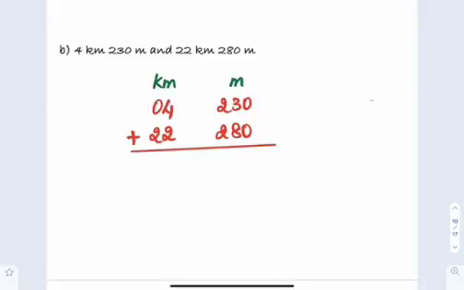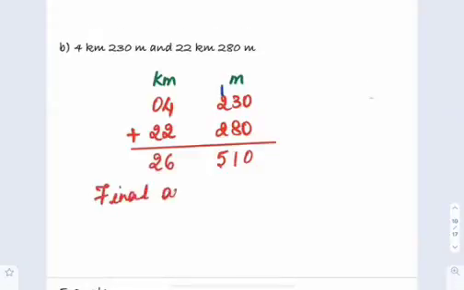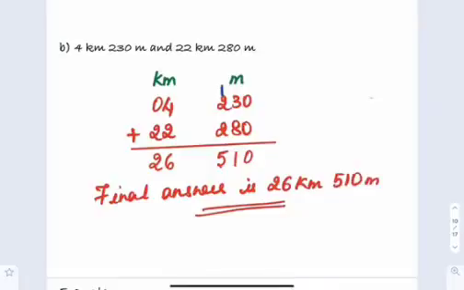While adding, 0 plus 0 is 0, 8 plus 3 is 11, 1 goes at the bottom and 1 is carried forward to the next place value. 2 plus 2 is 4, 4 plus 1 is 5. Now here it is 4 plus 2, 6. Again 0 plus 2 is 2. So the final answer is 26 kilometers 510 meters. Did you get it, children?